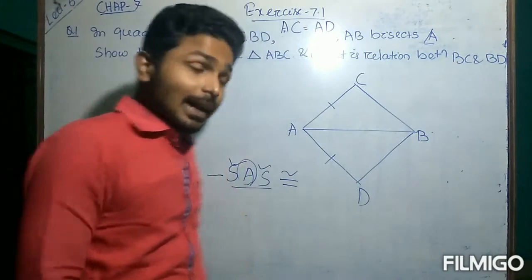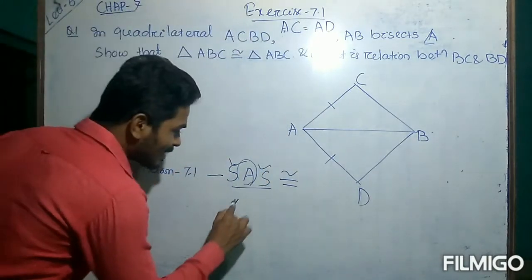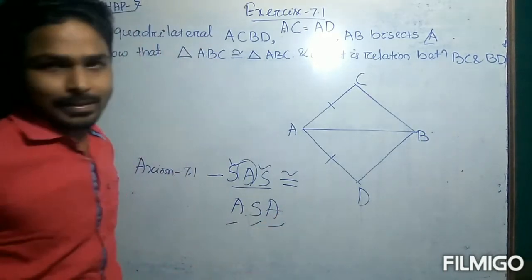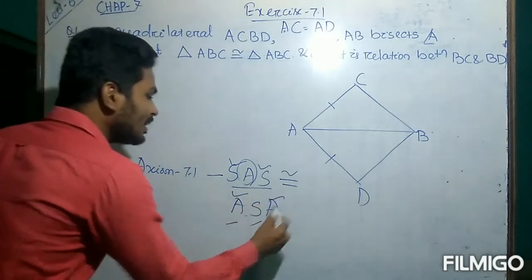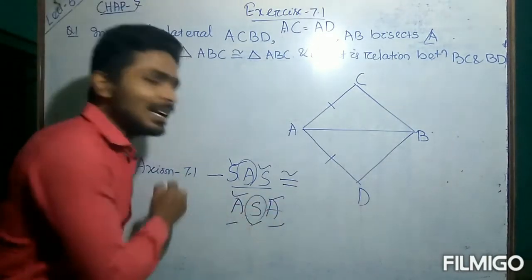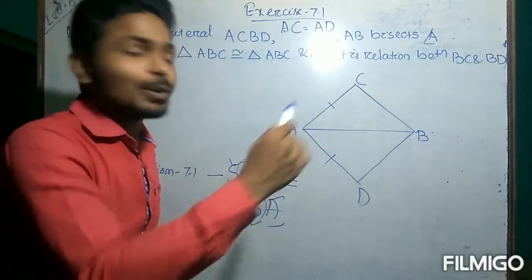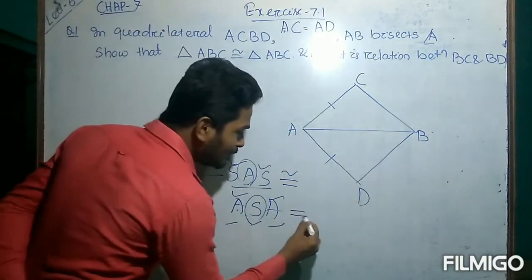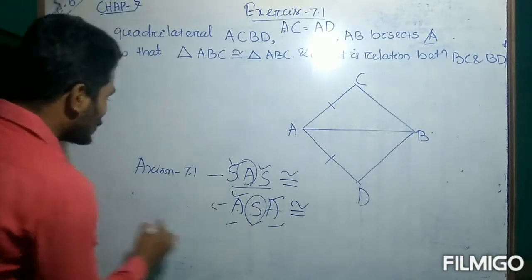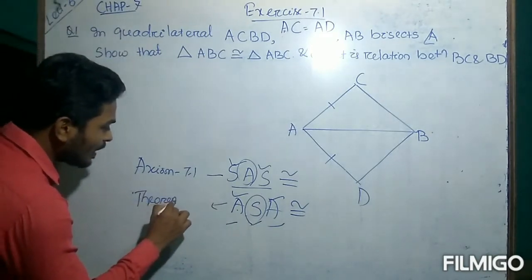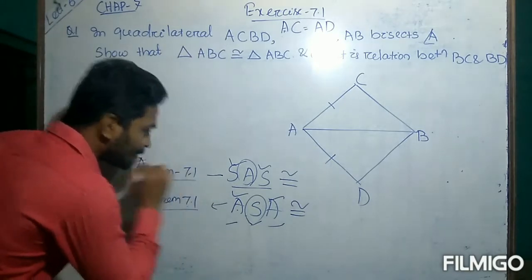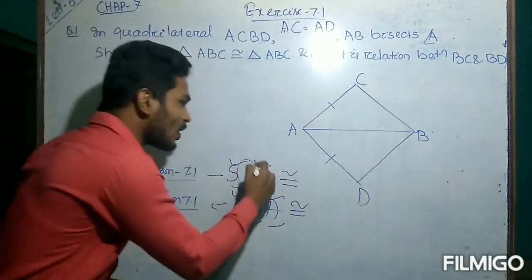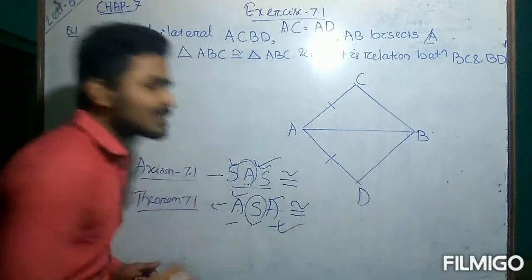The next congruency that we have discussed is ASA, angle side angle congruency. It means if any two angles and the included side of one triangle are equal to two angles and the included side of another triangle, then the two triangles will be congruent, and this is a theorem, theorem number 7.1. And we have also completed one or two questions based on this axiom and this theorem.